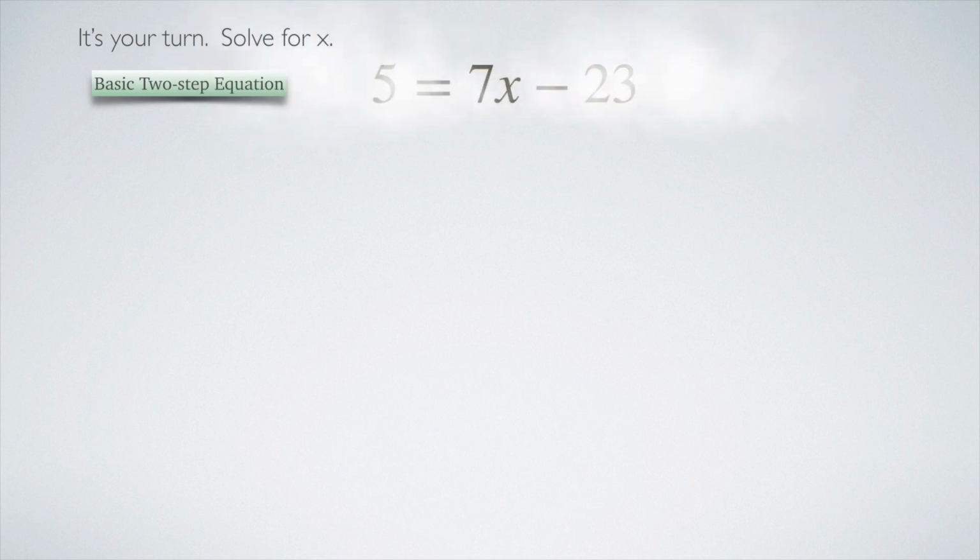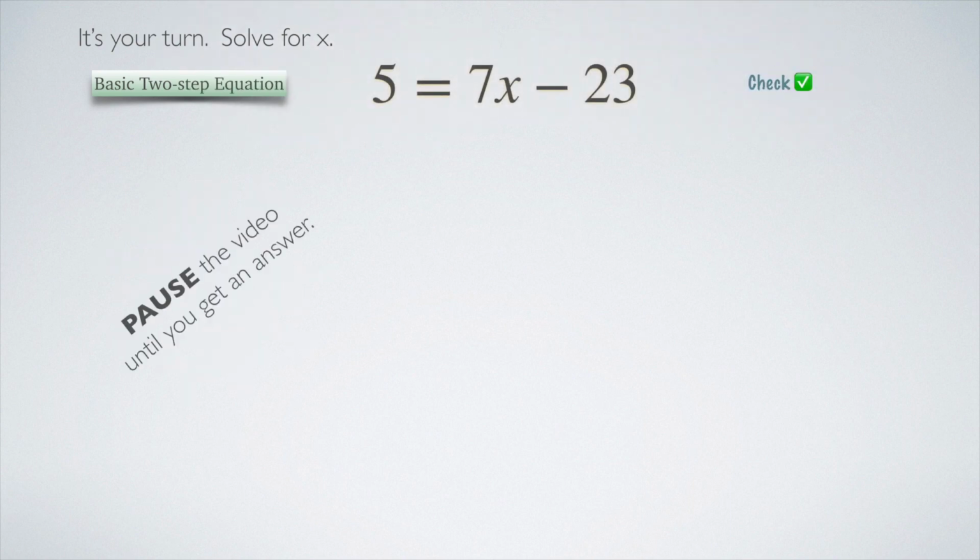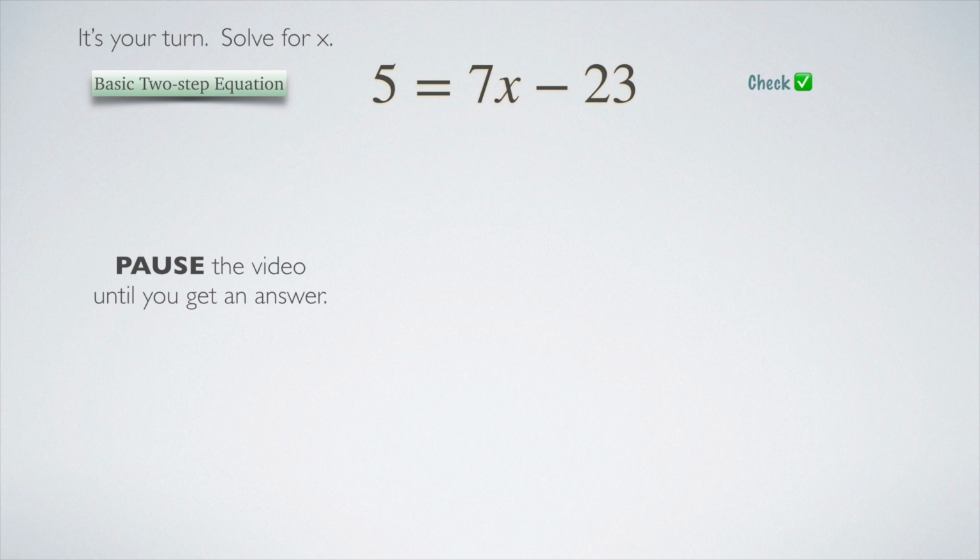And try this one. The variable's over on the other side. No big deal. Please pause and solve. And here comes the answer. This time you should have gotten 4. Again, if not, find someone to verify what you're doing wrong. If you did, good job.